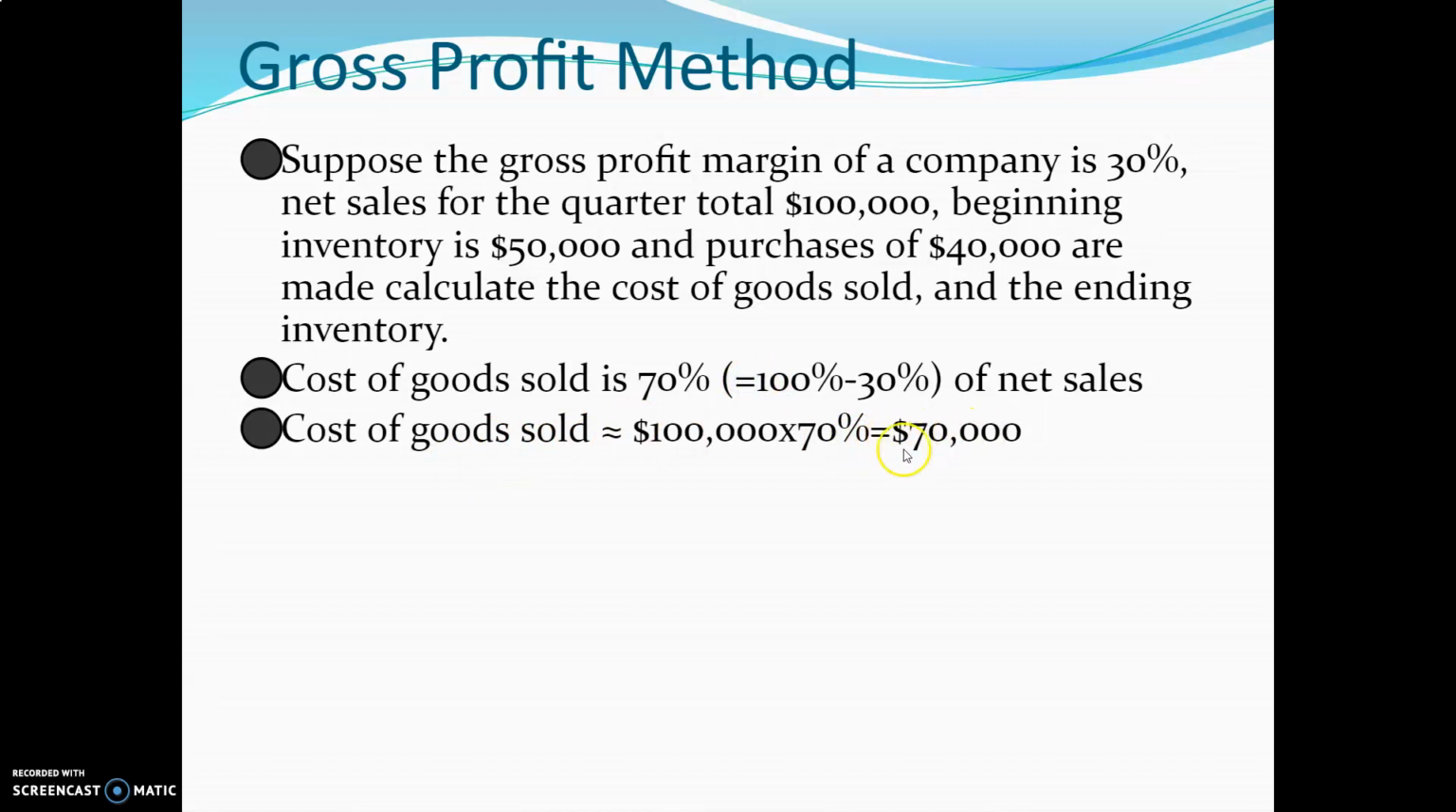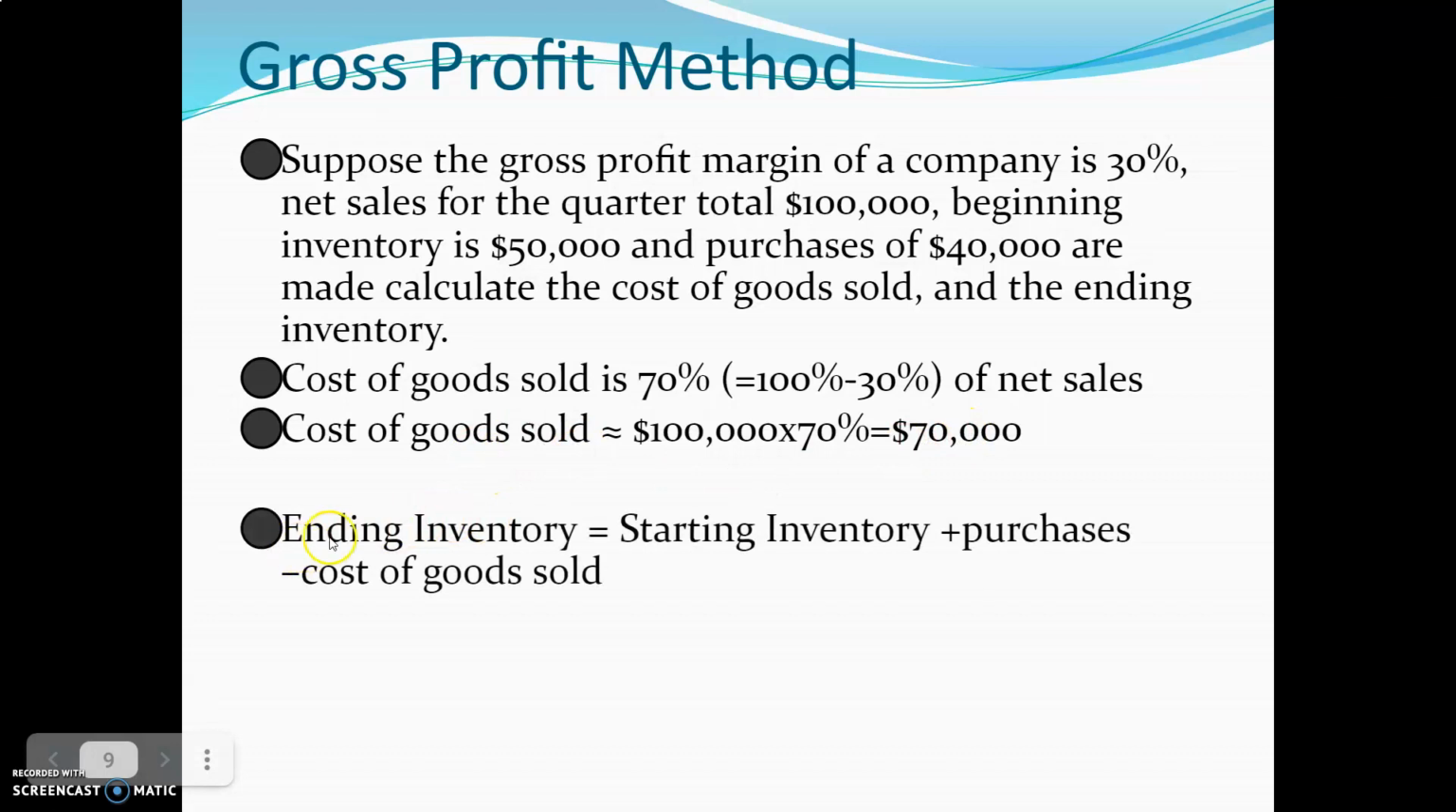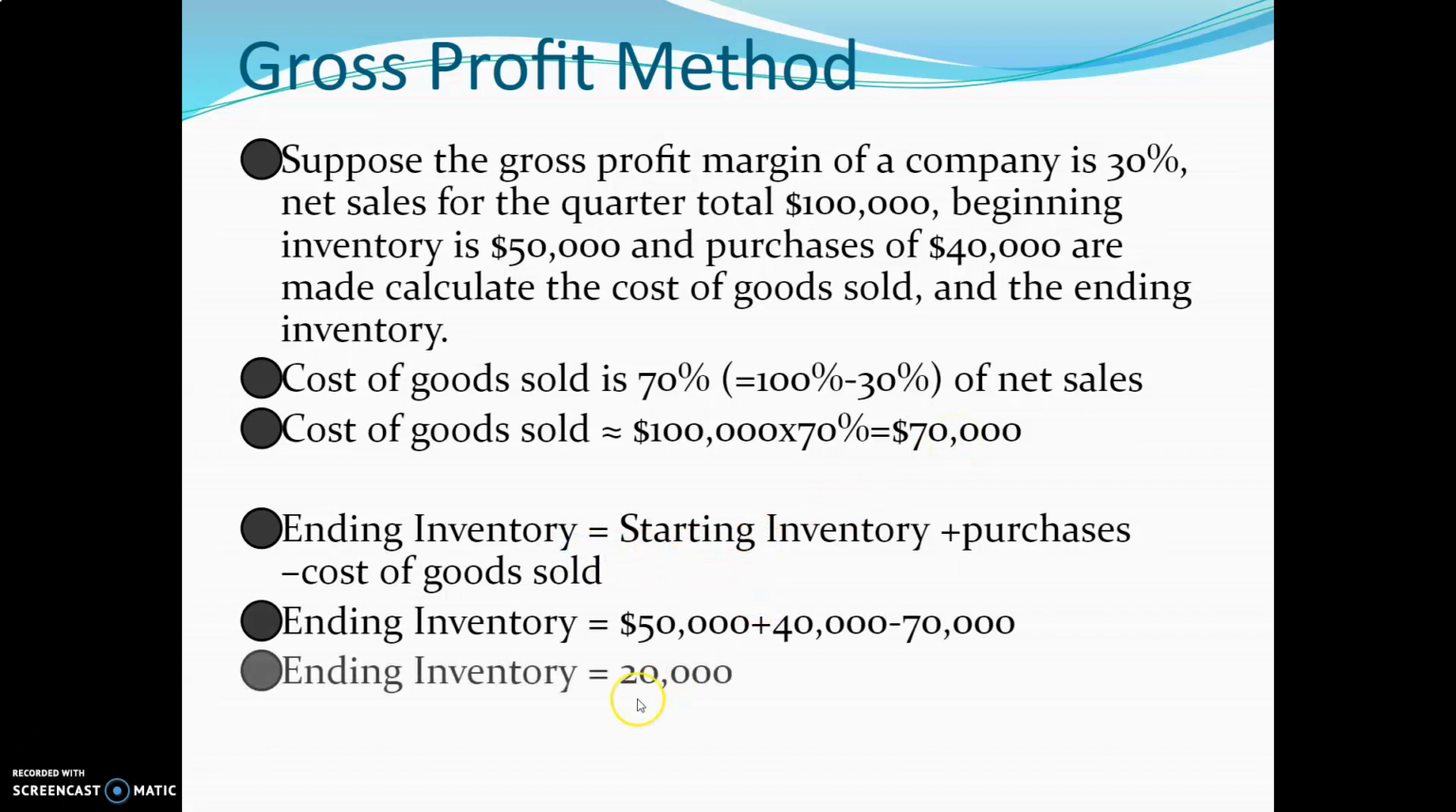Now we go back and we review a little formula that we had, which is our ending inventory is equal to starting inventory plus purchases minus cost of goods sold. So let's go back up, take a look at our question. Our beginning inventory is 50,000. We had purchases of 40, so 50 plus 40 is going to be 90, and our cost of goods sold is 70, so we subtract the 70. So 50 plus 40 is 90, 90 minus 70 is going to be 20,000. So we approximate our ending inventory as 20,000.